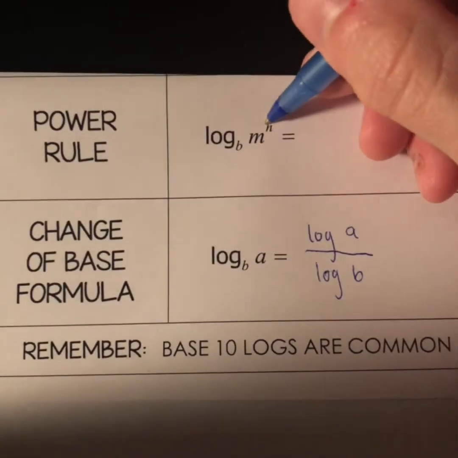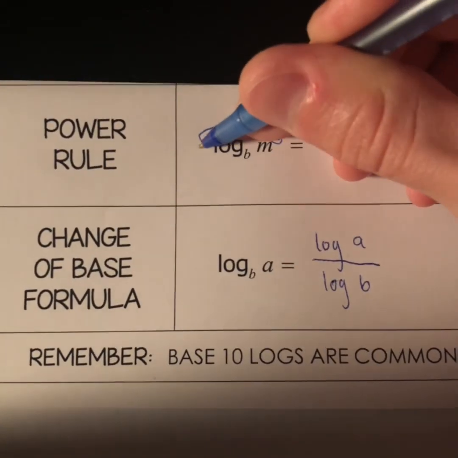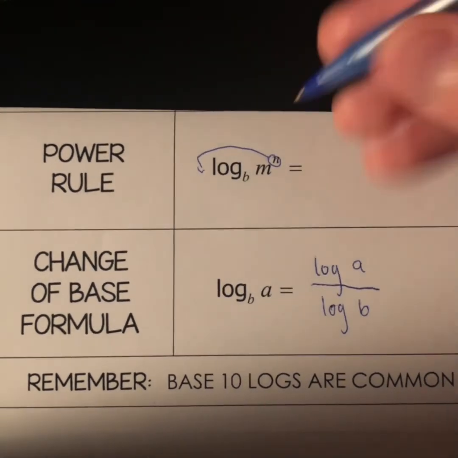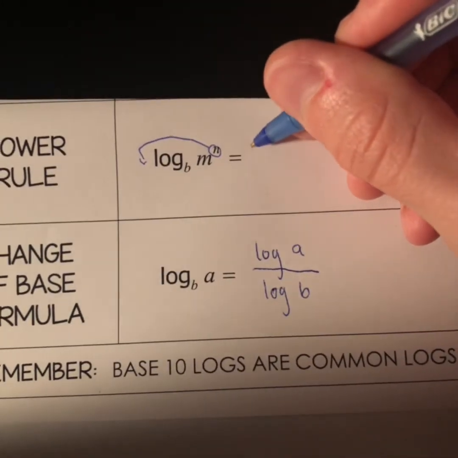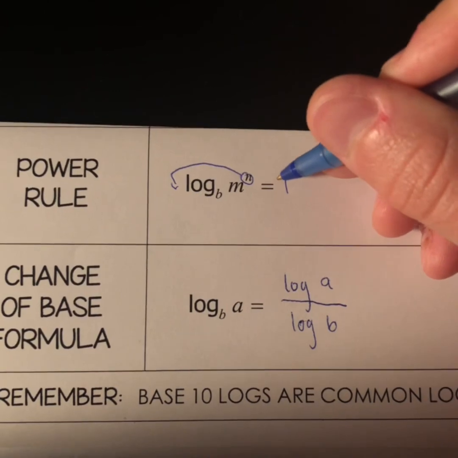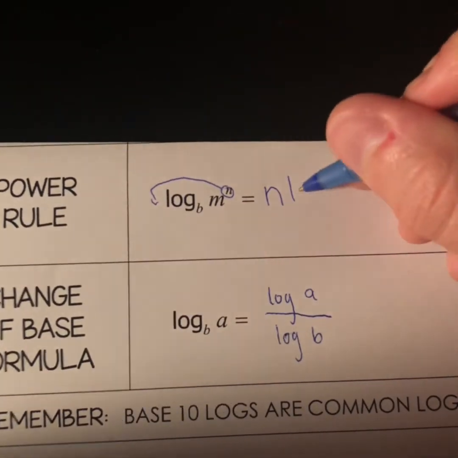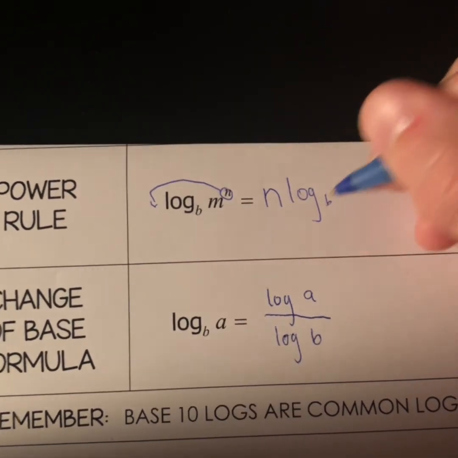Power rule, remember you're just moving this exponent out front. So that's going to be, well, let's get the n out here. I'm going to make this a big N times the log base b of m.